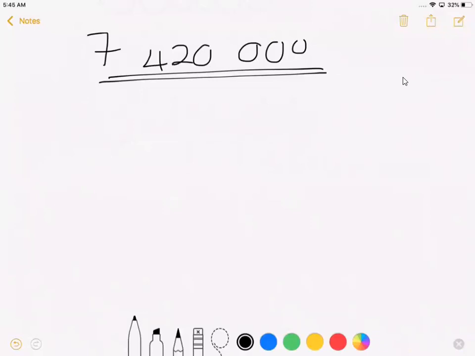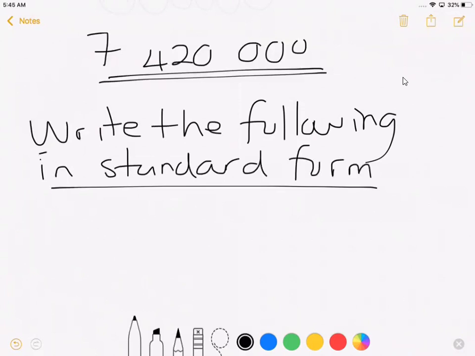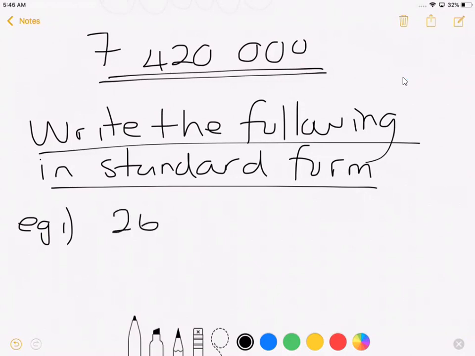Write the following in standard form. Meaning you are going to get a whole number, and you are required to write it in standard form. E.g. 1. Given 2, 6, 0, 0, 0, 0, you are required to write it in standard form.